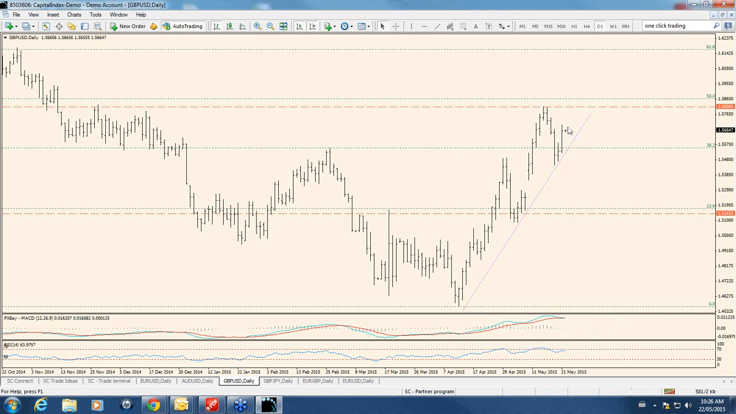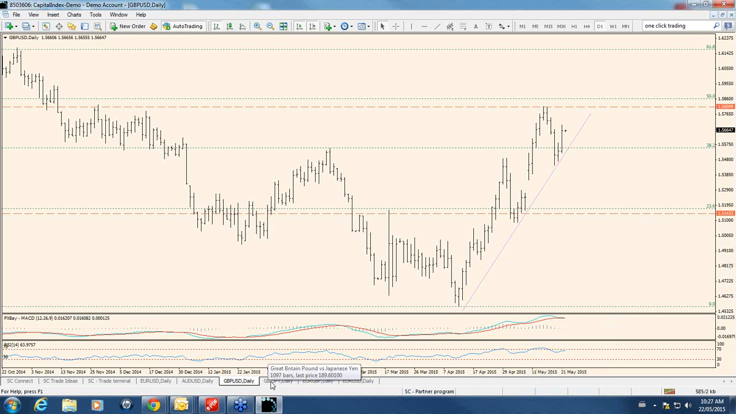MACD is very bullish, and there is MACD convergence, as we can see here, so it's still potentially a good trade. Yeah, we are bullish on the pound.